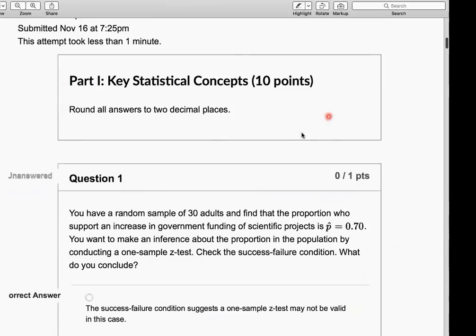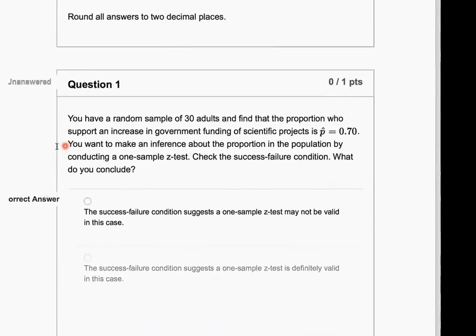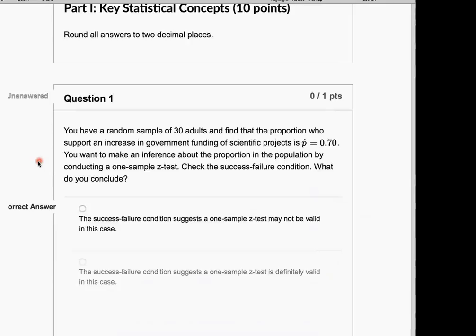So question 1, we talk about a sample of 30 adults, and we find that the proportion who support an increase in government funding of scientific projects is p hat. So p hat, of course, is our sample estimate of the true population parameter of a proportion. And proportion is simply whether you belong to one category or another. So the fact that we're using p hat in our notation tells us that we're looking at a probability of something being true or not true, or an opinion expressed in one way versus another way.